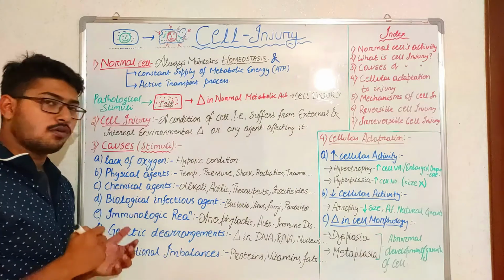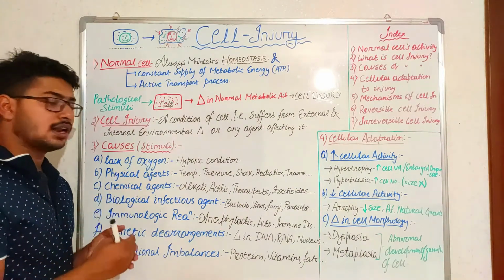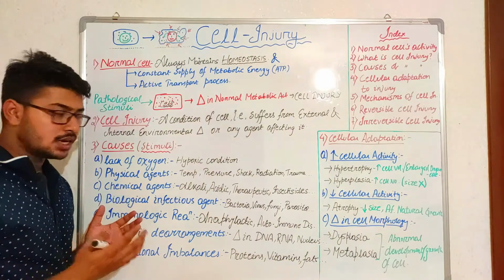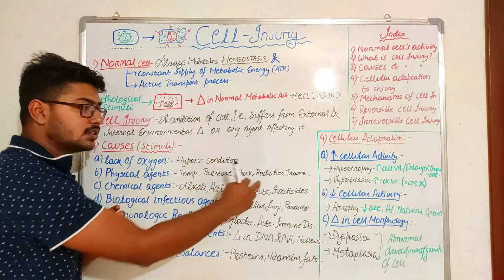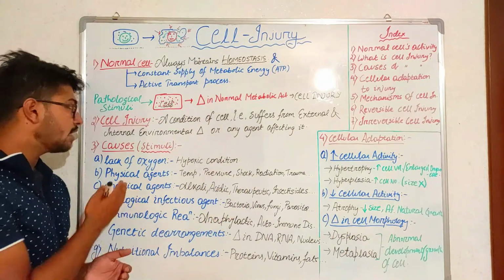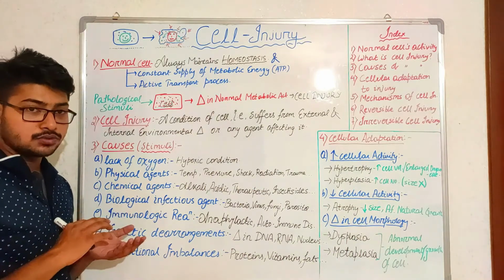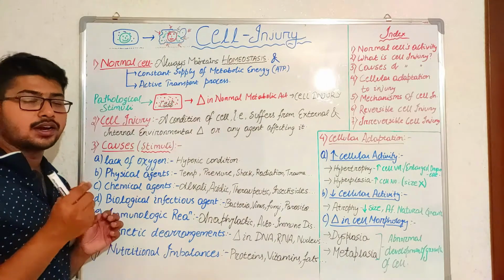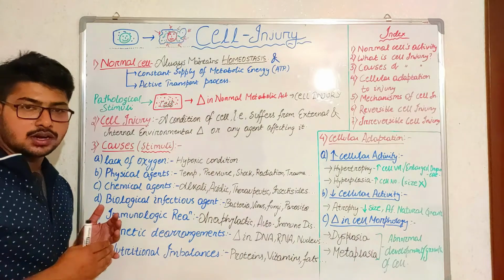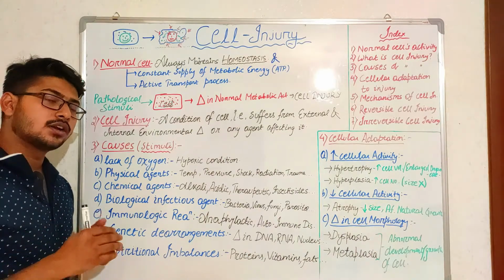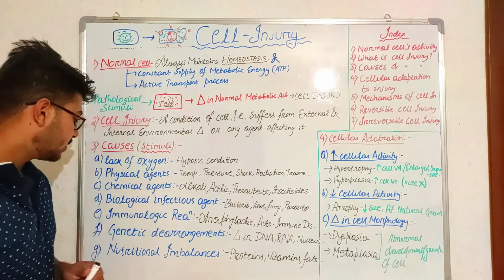Then there are the physical agents. Physical agents means outer surrounding things that can affect the cell, like external temperature, atmospheric pressure, electric shocks or radiation, and mechanical trauma. In chemical agents, in our day-to-day lives, the drugs we use or the foods we eat contain some kind of chemicals. So chemical agents may be therapeutic drugs, anesthetic drugs, alcohol, and insecticides or herbicides that are present in our food.